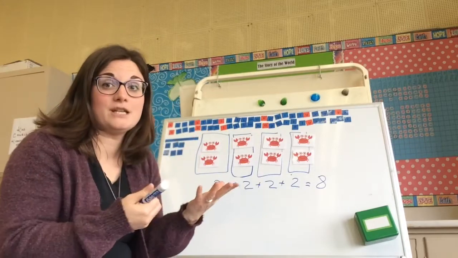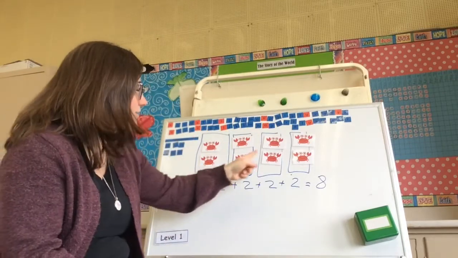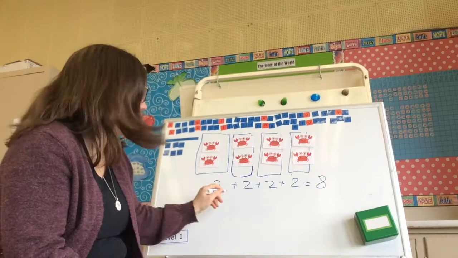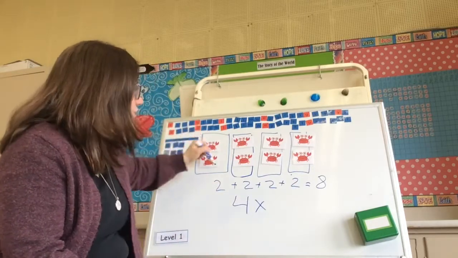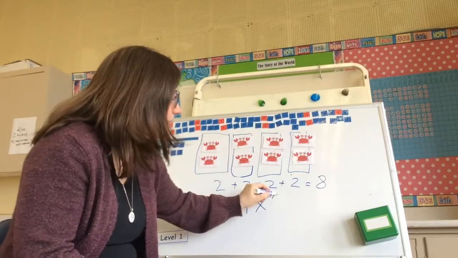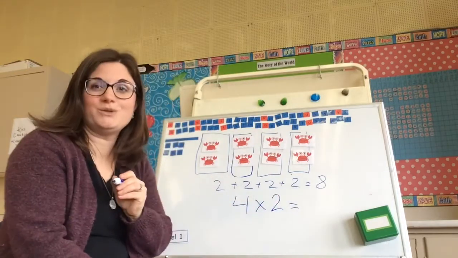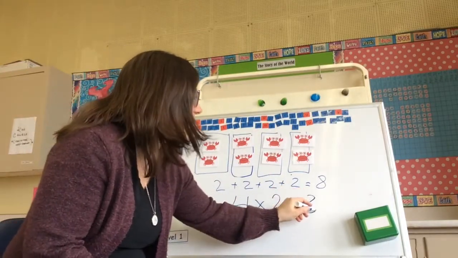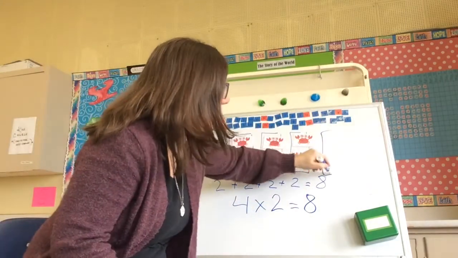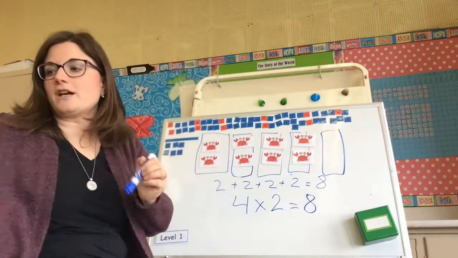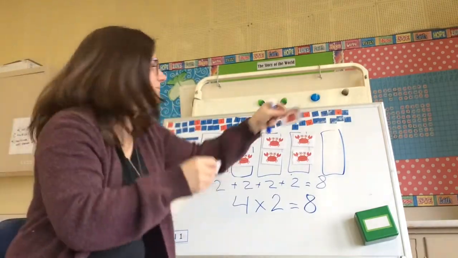So we'll start with how many groups are there? 1, 2, 3, 4 groups. So 4 multiplied by, there's 2 in each group. So 4 groups of 2 equals 8. And what happens when I add another group of our crabs? We've got lots of crabs today.